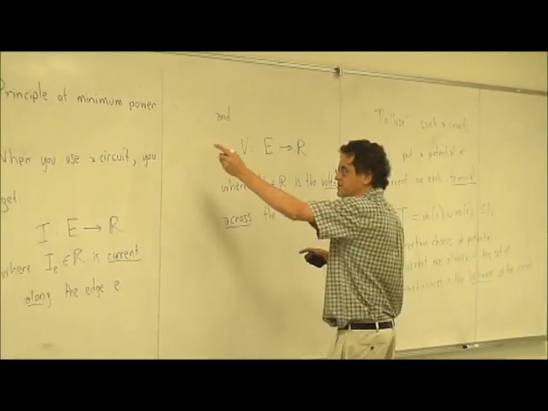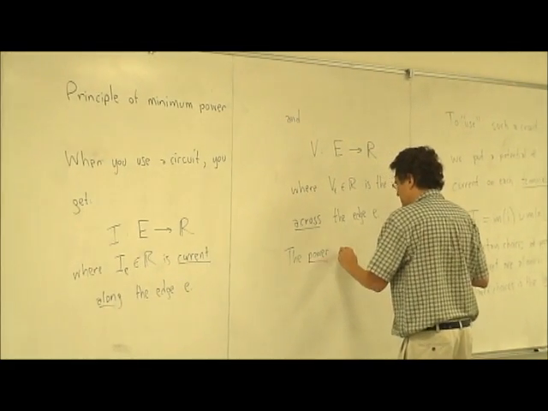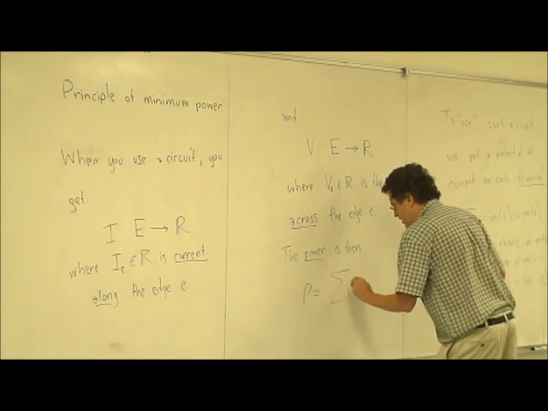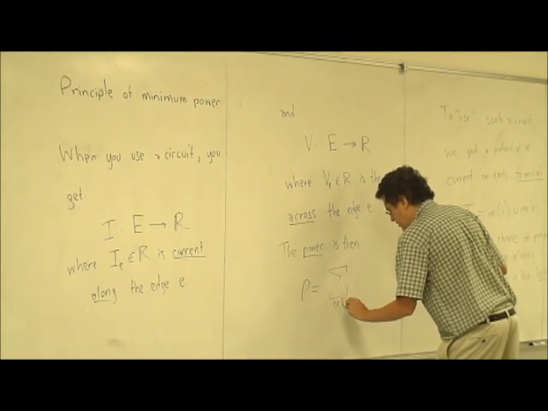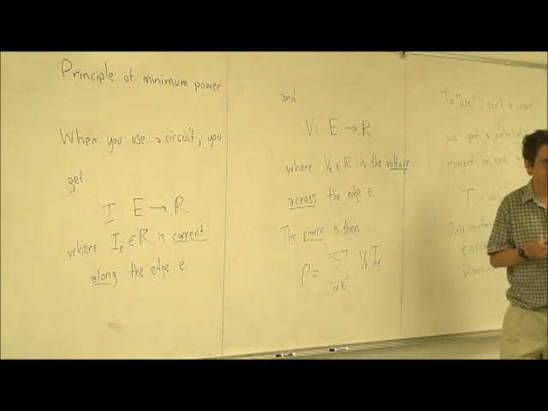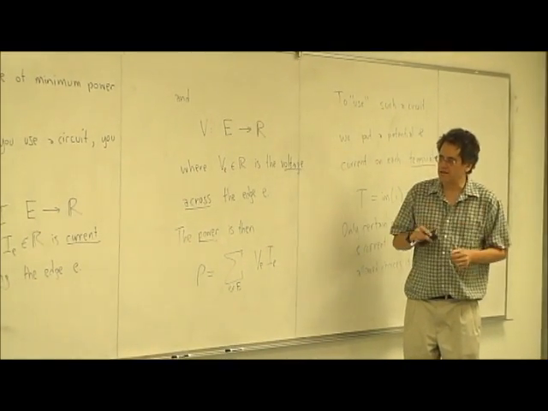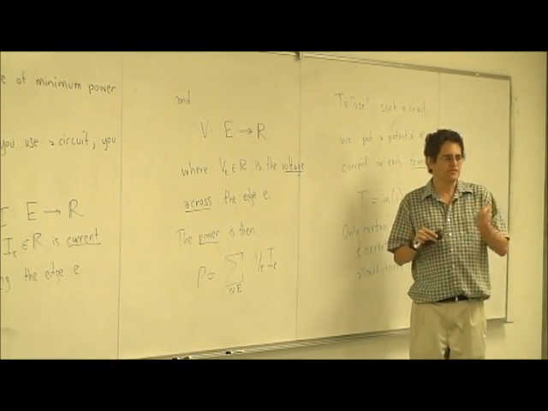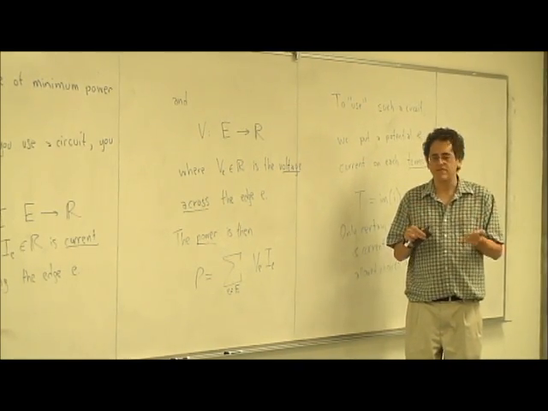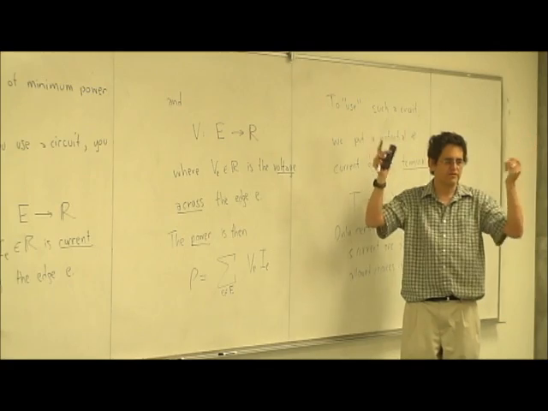So then the power, this thing that we're minimizing, what's that? It's a sum over edges of the voltage times the current for each edge. So what's the idea? When you're running electrical current through a circuit made of resistors, the resistors get hot. And so the circuit actually uses up electrical power. Energy is conserved, so the energy doesn't just go away, but it turns into heat. Heat sort of gets wasted.